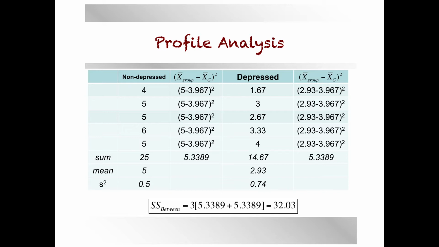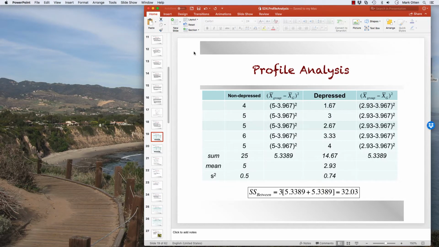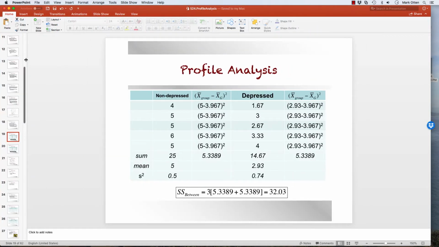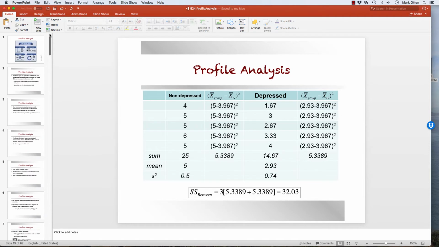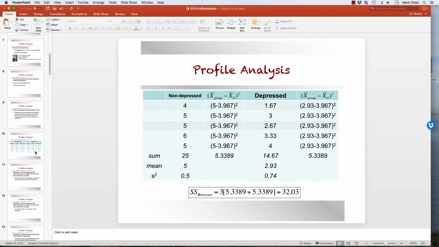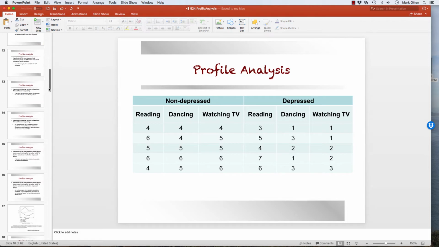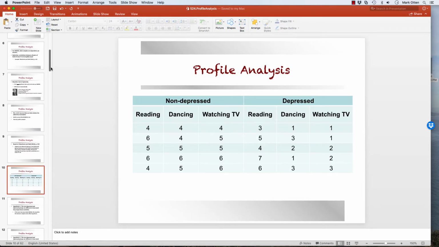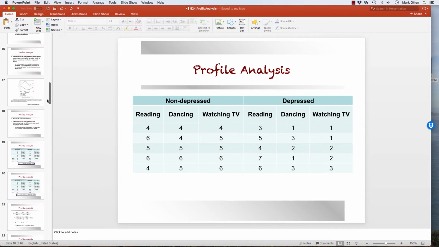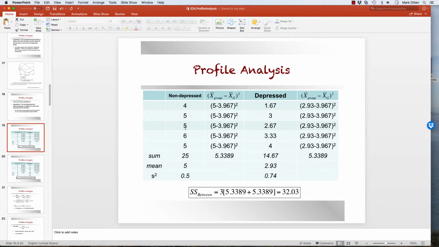So I'm going to rewind you back to an earlier slide, and we can compare here. This is your data. The first person in the non-depressed group in the profile analysis here is scored 4, and if we go back to the raw data, that person is 4, 4, and 4, reading, dancing, watching TV. So the average of those 3 is going to be 4. The next person scored 6, 4, and 5, so we might expect an average of 5 to show up in the chart here, and here's that 5.